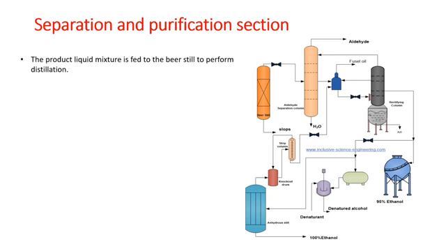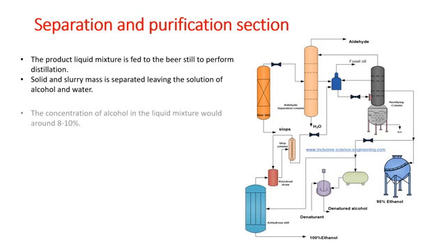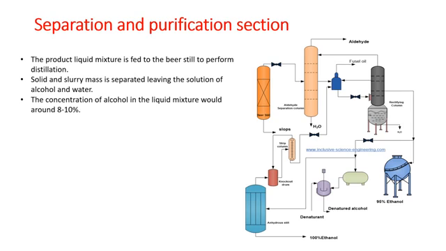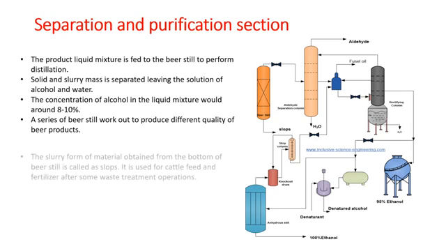A series of beer stills work to produce different qualities of beer products. The slurry-form material obtained from the bottom of the beer still is called slops. It is used for cattle feed and fertilizer after some waste treatment operations.